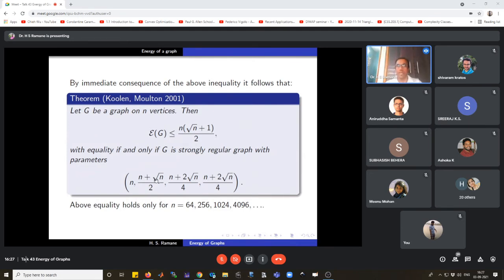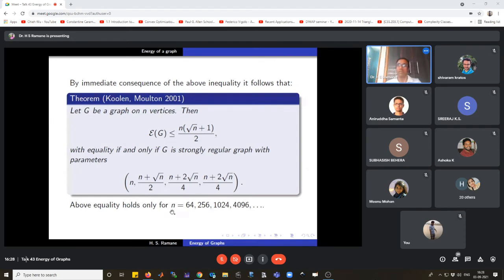N plus root n by 2 is the regularity of the graph. Then n plus 2 root n by 4 is the number of common neighbors for every adjacent pair, and the non-adjacent pairs have n plus 2 root n by 4 common neighbors. But this equality holds for this particular graph, that is for n equal to 64, 256, and so on. For other orders we don't know.